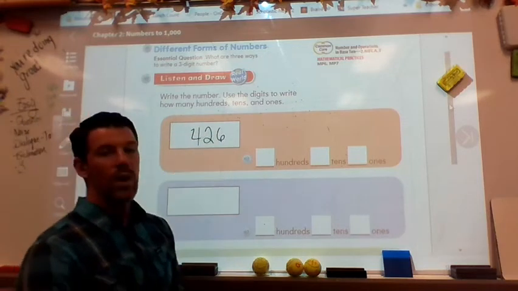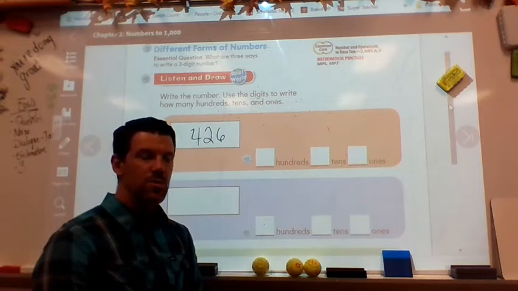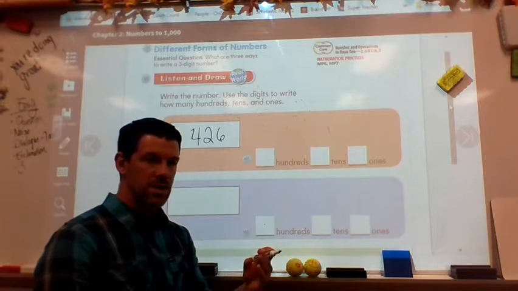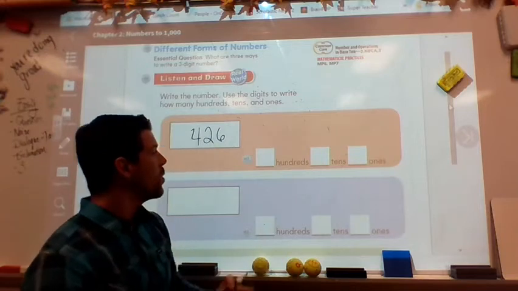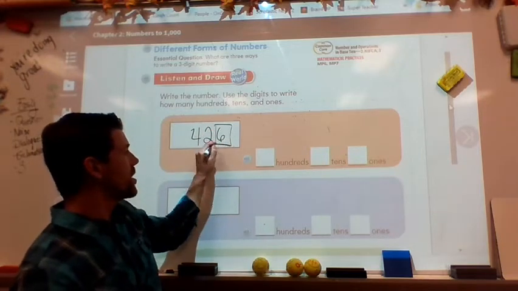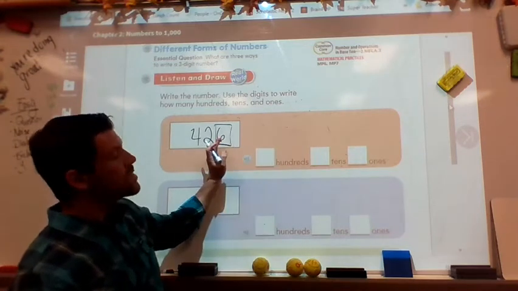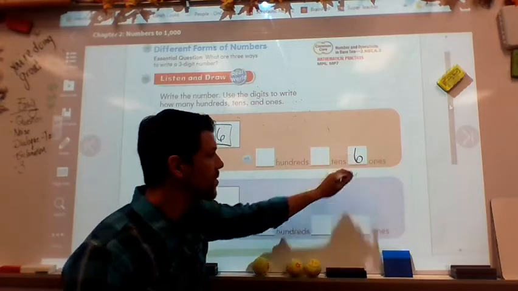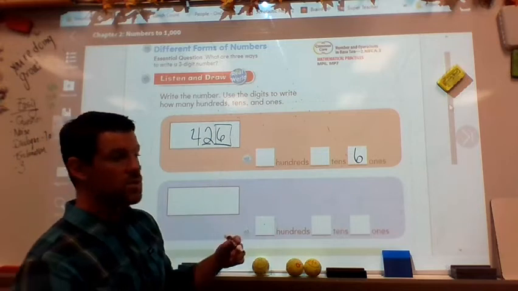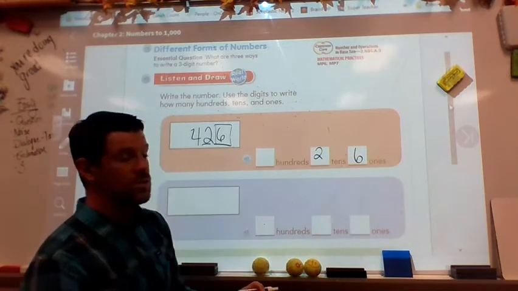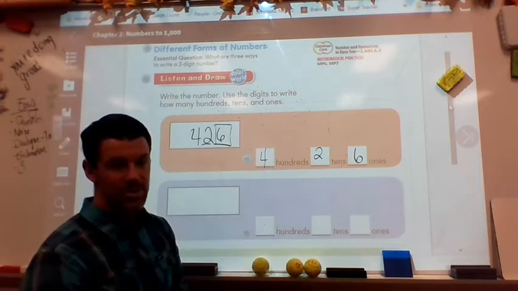426. Now, what I want to look at first is a way to write this in place value form. So place value form means I need to show how many ones, how many tens, and in this case, how many hundreds we have. So when I look at this, I want to square off my ones. My ones are always all the way over to the right. 6 ones. So I'm going to put that in right here for 6 ones. We have 2 tens. 2 tens written right there, 2 tens. And we have 4 hundreds, 4 hundreds.